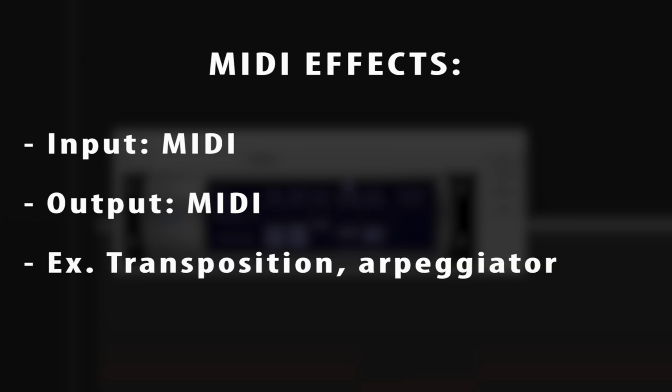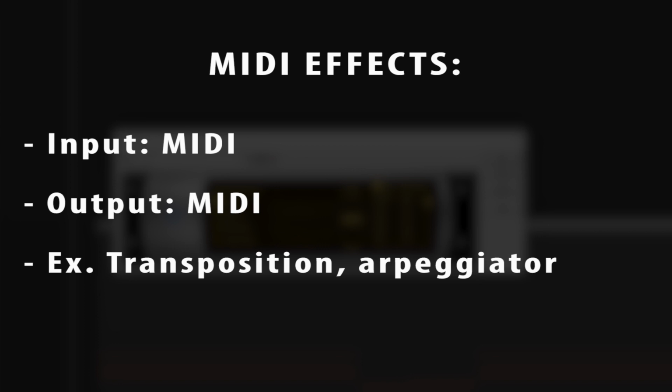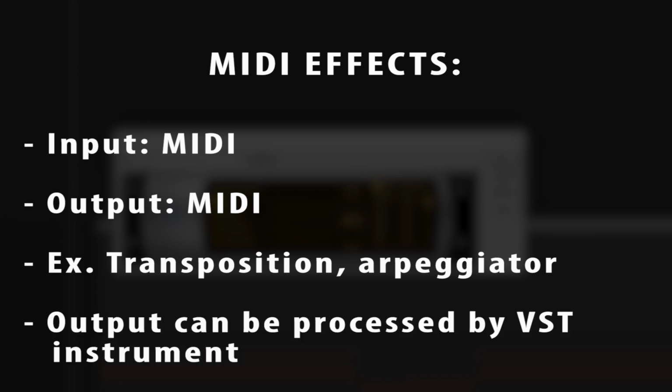They can do things like transpose the pitch of the notes that are played up or down, or act as an arpeggiator for chords to play multiple single notes in sequence. The MIDI output from this plugin can then go to the next processor or a VST plugin in the signal chain, which can then be something like a VST instrument to generate an audio signal.